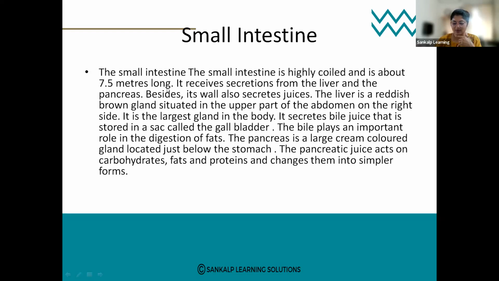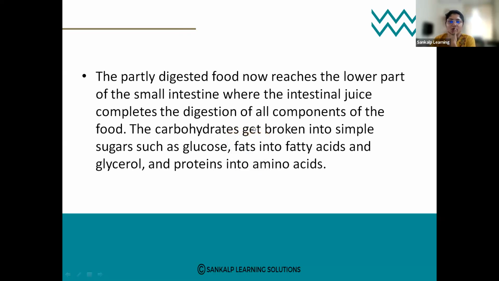As we had discussed, the good fats will be digested by the bile juice, and the unsaturated, bad fats will be stored in your body. The pancreatic juice acts on carbohydrates, fats, and proteins and changes them to a simpler form. So this is the process going on in the small intestine.